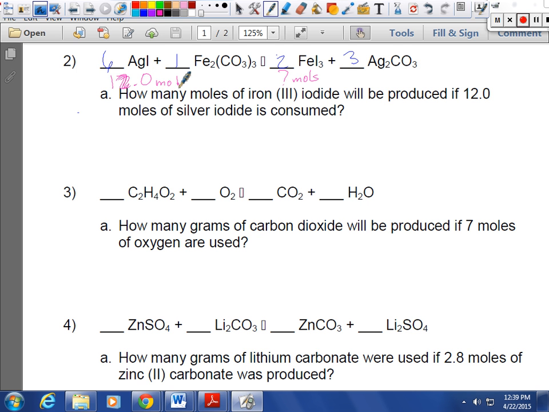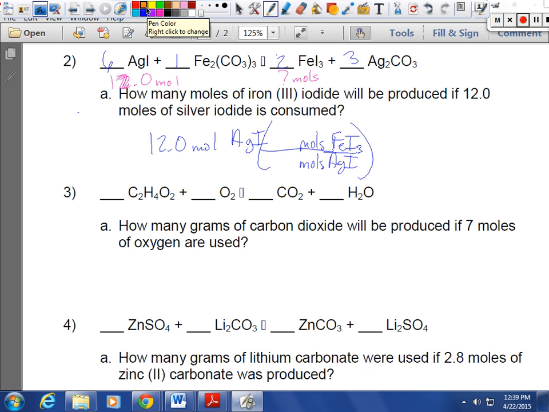Now, what unit are we going from and to? Mole to mole. That's easy. Don't mess that up. So 12.0 moles of AgI. We got moles of AgI on bottom, and we can go right into moles of FeI3. Where do your numbers come from? Coefficients. Do not grab your calculator on this one. See if you can do it on your own. Please let everybody have a chance to do this on their own.